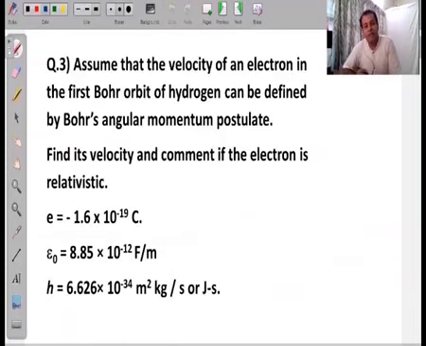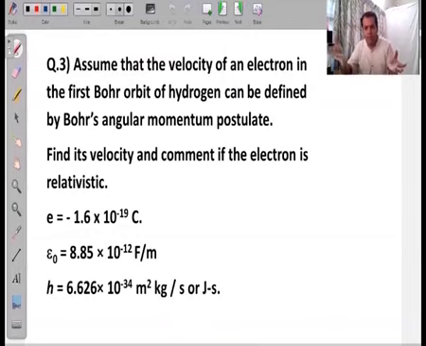The third question says, assume that the velocity of an electron in the first Bohr orbit can be defined by Bohr's angular momentum postulate. If it is defined that way, find its velocity and comment if the electron is relativistic. Now, if it was relativistic, there will be some kind of a self-consistency involved here. I'll touch upon that.